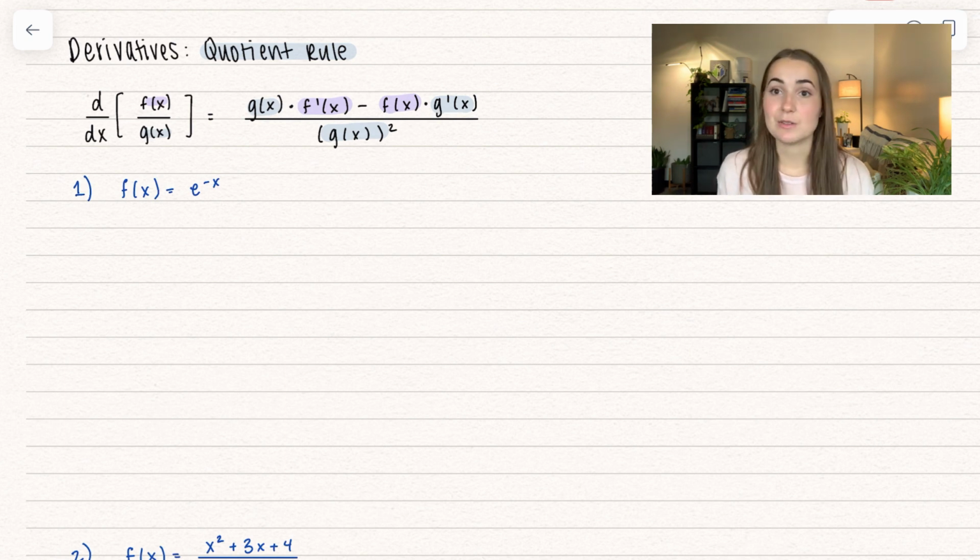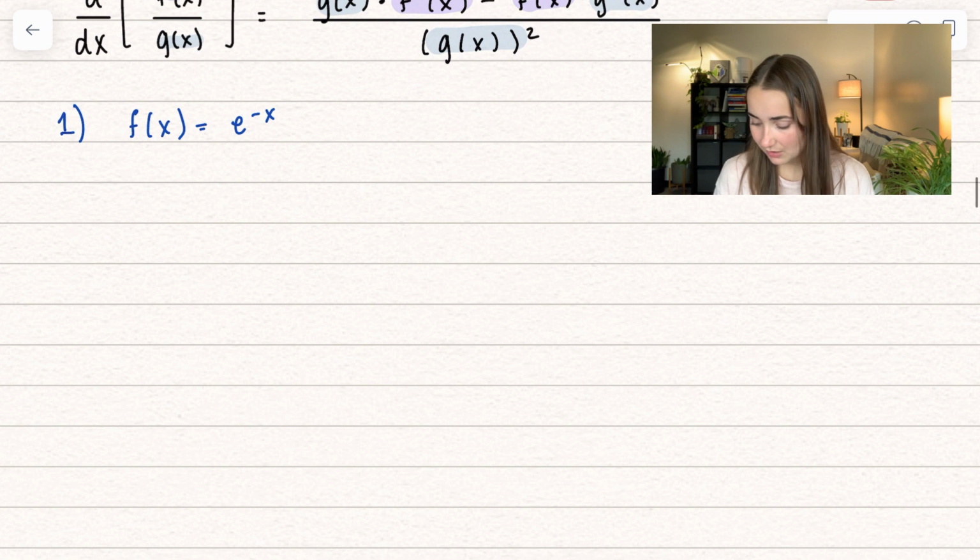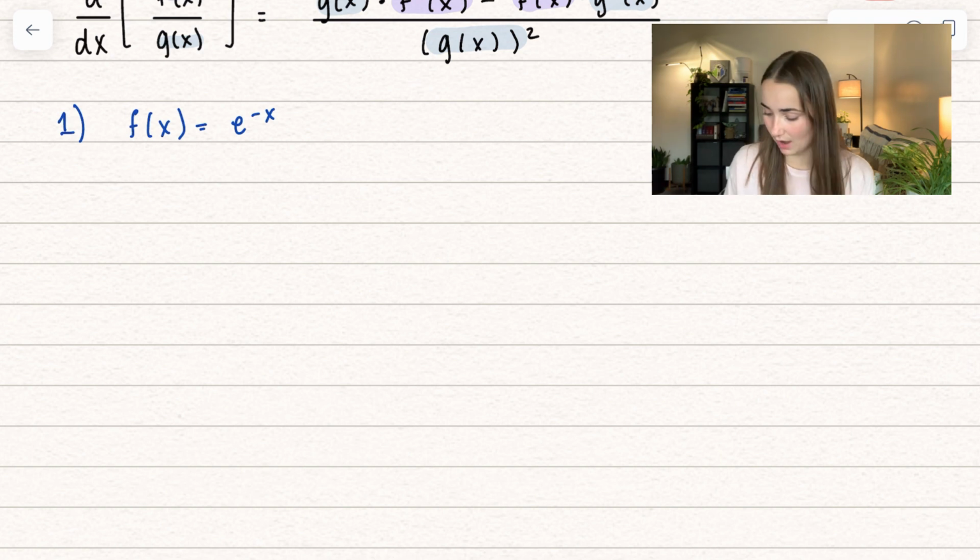So how we can do this without straight memorization, we're going to try with the first problem here. I'm going to zoom in a bit. We have f of x equals e to the negative x. And if we look at this, we're thinking, well, this isn't even a fraction. Why are we looking at this problem? It's because we can rewrite it as a fraction. This can be rewritten as 1 over e to the power of x because of that negative exponent.